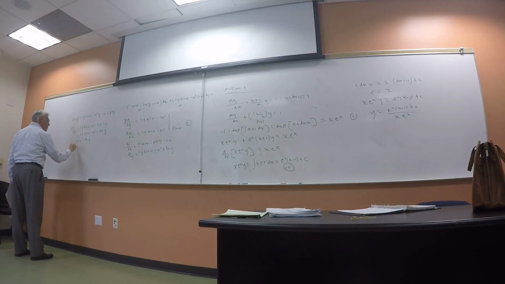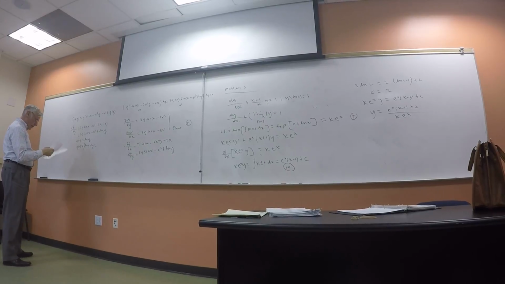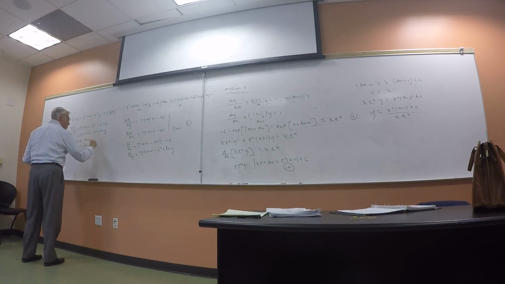So we're left with g primed of y equals the natural log of y. So what's g of y? It's just the integral of log y dy, which I give you. What did I give you for that? Y log y minus 1.